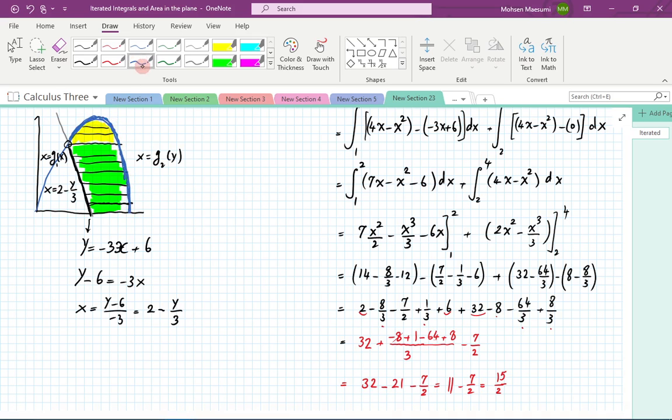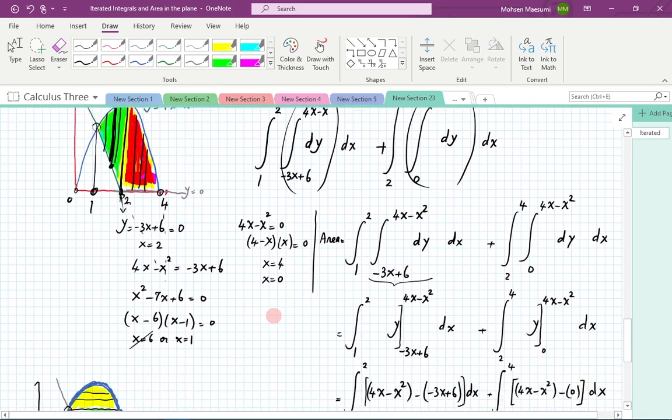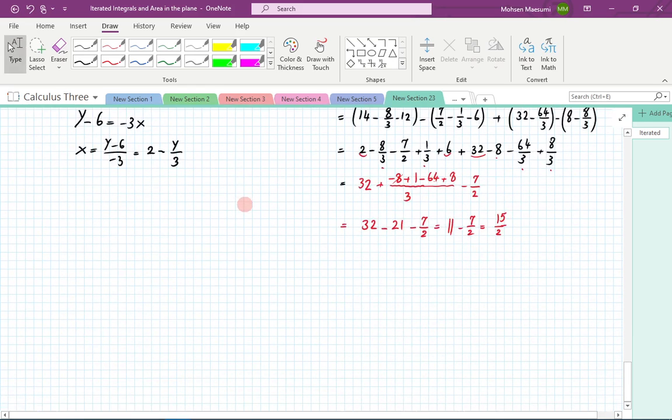What was the equation of that one? The equation of that one was given to us as y is equal to 4x minus x squared. The question is, I want x in terms of y. Well, this is going to be a bit more work.